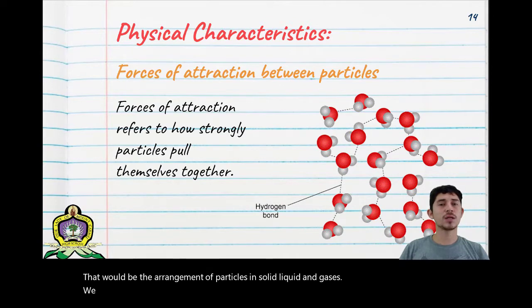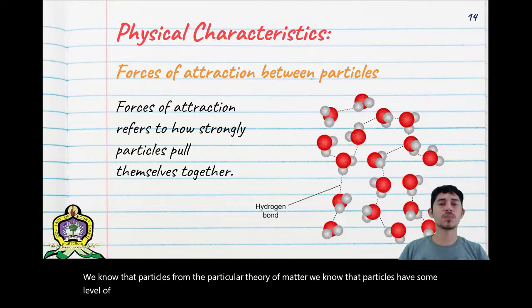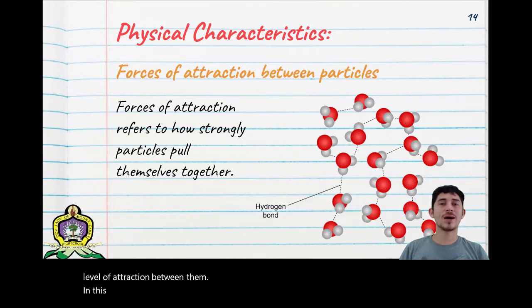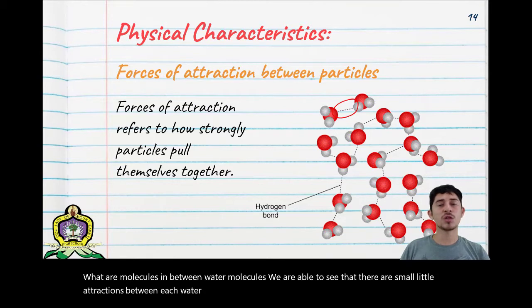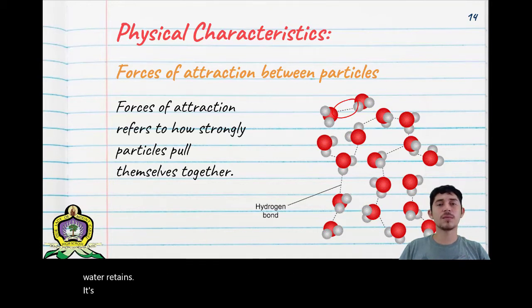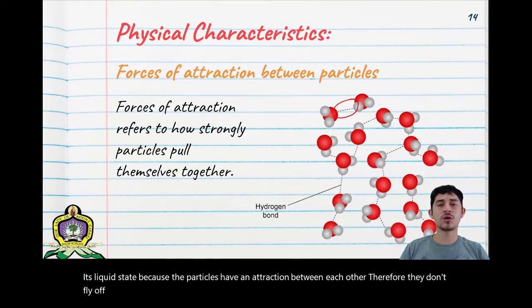From the particulate theory of matter, we know that particles have some level of attraction between them. In this example, I am showing you water molecules. In between water molecules, we are able to see small little attractions between each water molecule. That's why water sticks to each other. That's why water retains its liquid state, because the particles have an attraction between each other. Therefore, they don't fly off independently on their own.